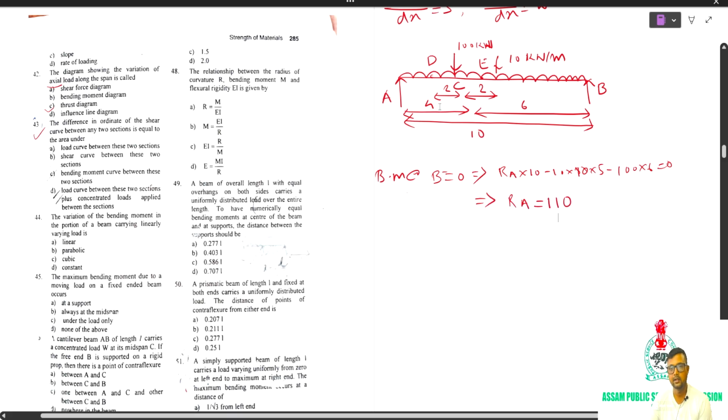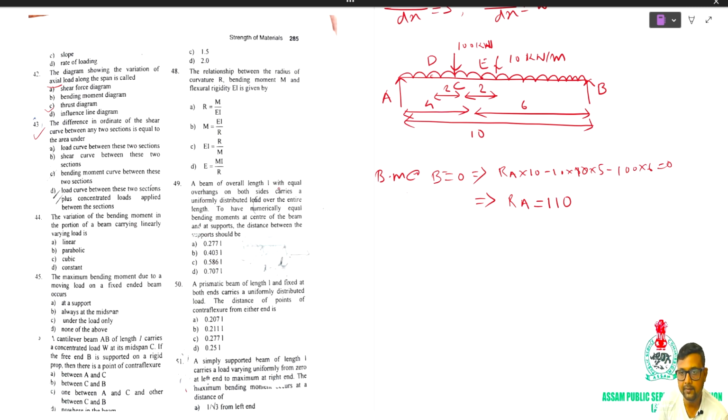110. Now we have to find the shear force at D, C and E. The shear force at D is how much? 100, Ra minus 10 into, this is 2 only, right? This will be 2 into 2, equal to 90.